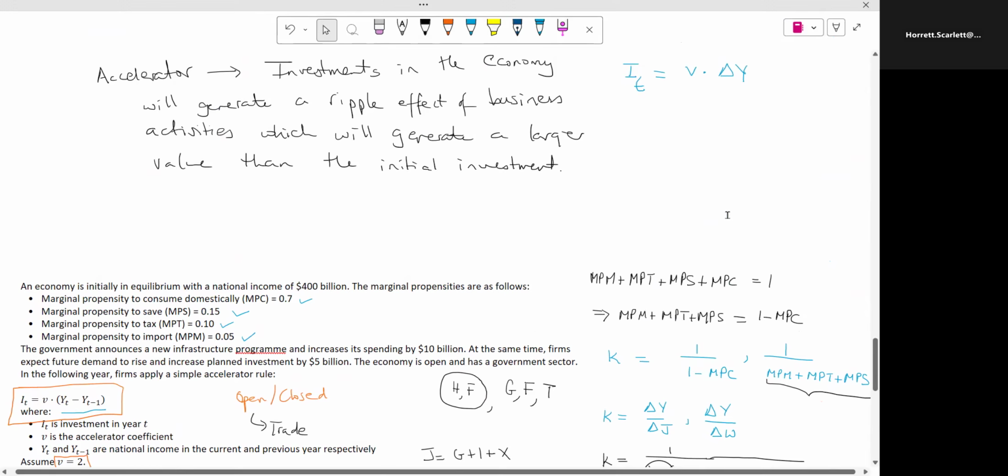In Unit 4, we are going to be looking at the concept of money, and that's what we are going to be doing next. Take care.